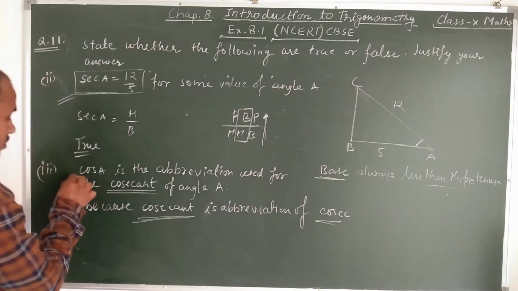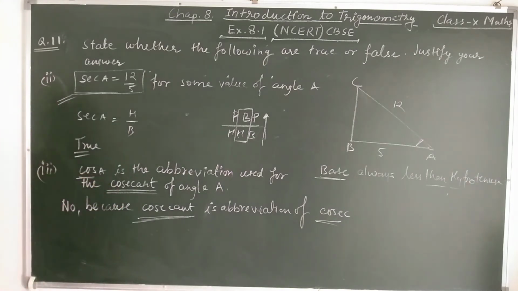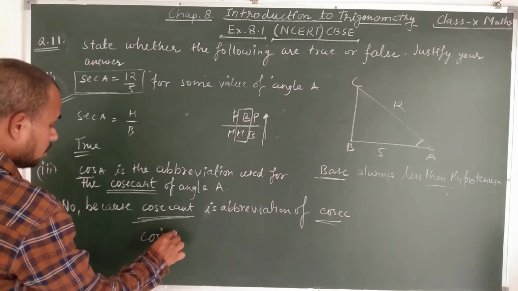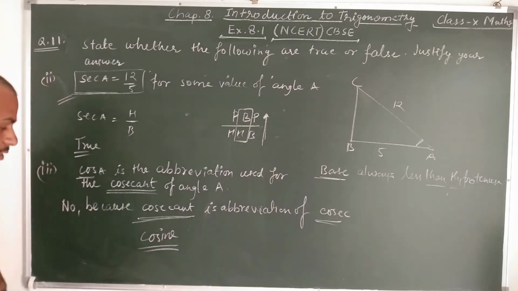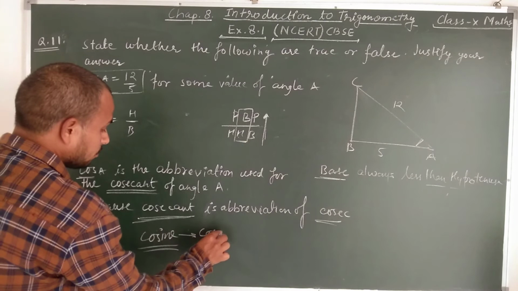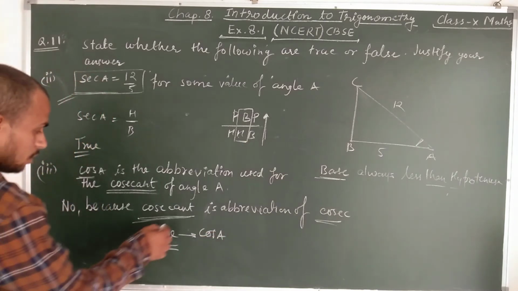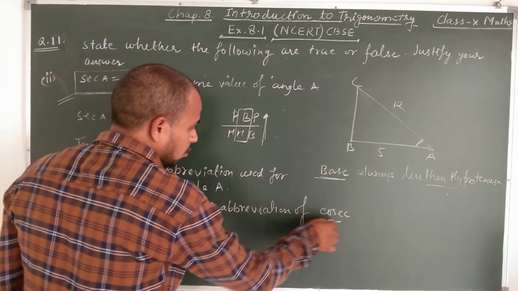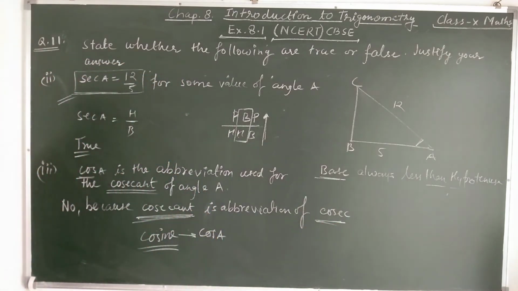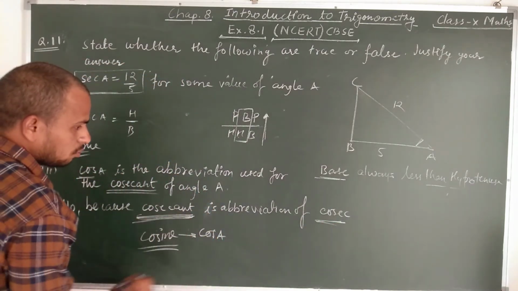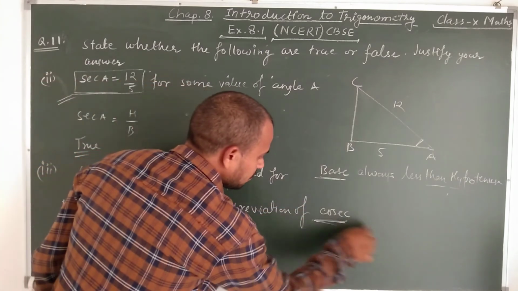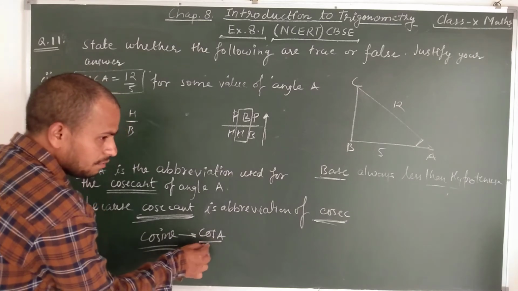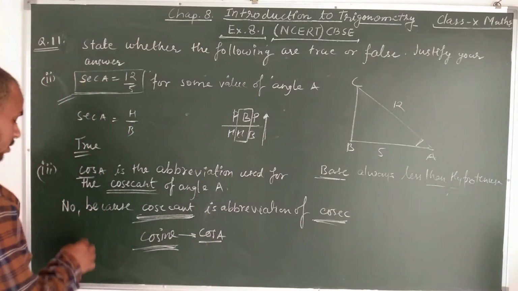Cosec, not cos. The abbreviation of cosine is cos, but the abbreviation of cosecant is cosec. So this is the abbreviation of cosecant, and this is the abbreviation of cosine. So this is false.